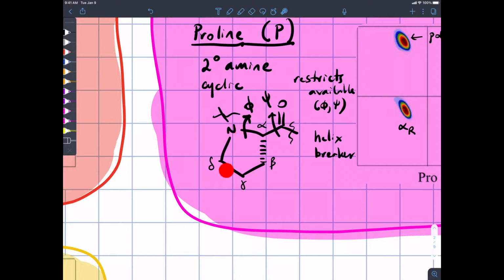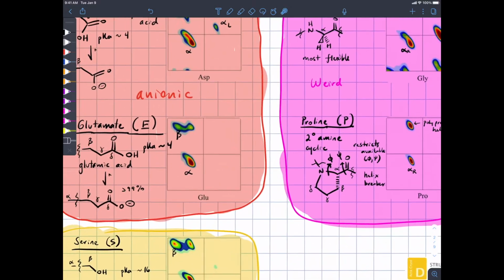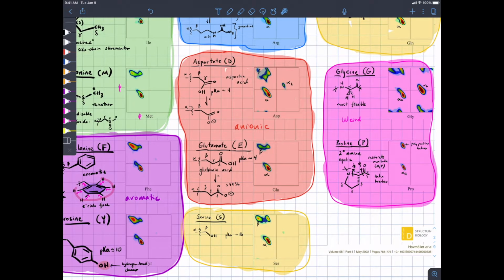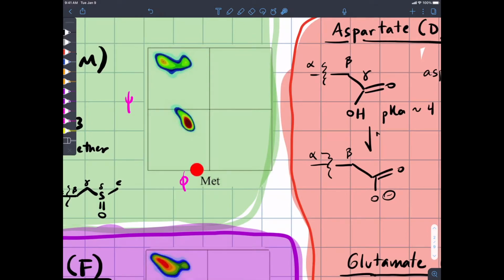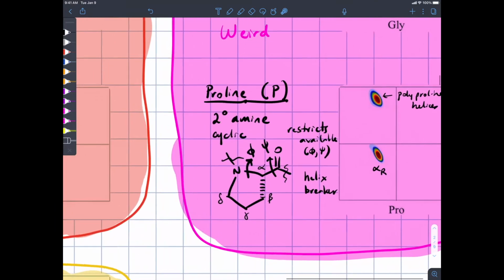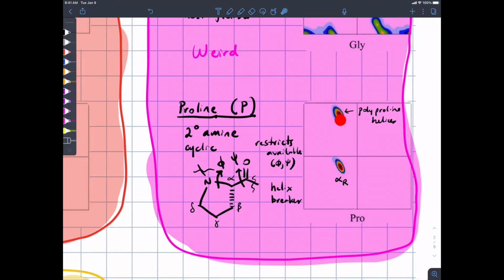And the fact that this is a 5-membered ring constrains the phi angles. There's some angles that proline just can't adopt because you start rotating around and you break the ring, right? And so relative to another amino acid, let's just look at methionine over here. Methionine adopts a lot of different negative values of phi, but proline, because of that constraint, only adopts a very narrow range of phi values.